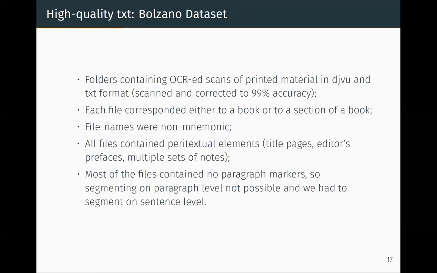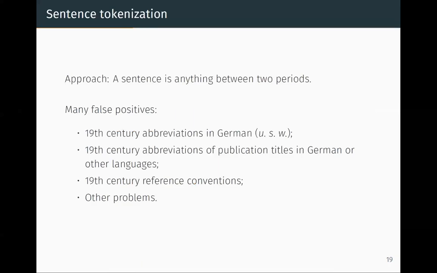And so we know from our philosophical work that ideally we would like to have paragraphs as the units of text analysis. But these files had no paragraph markers, so we had to segment on sentence level. But also that was quite problematic. So, cleaning the data to be able to apply some tools. We had this basic approach: a sentence is anything between two periods. Well, then we had many false positives. For example, abbreviations. In German, und so weiter, usw., every time with a period. Abbreviations of publication titles, reference conventions, and many other problems.